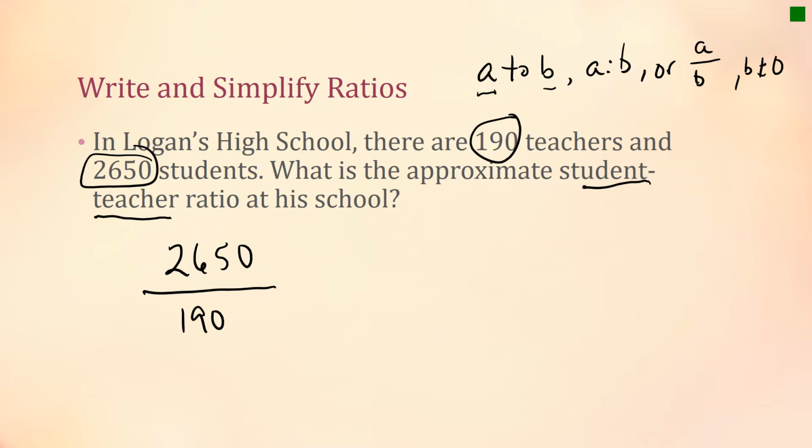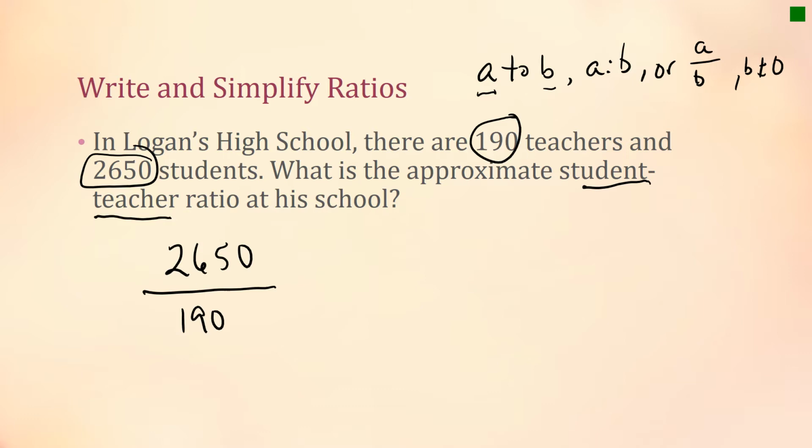Now, I probably need a little help here. I don't want to have to go too long on trying to simplify this, so guess what I'm going to use? I'm going to use a calculator, see if that'll help me. So I'm going to take 2,650 and I'm going to divide it by 190, because remember, ratios are the comparison of two quantities using division. And that comes to 265 over 19.